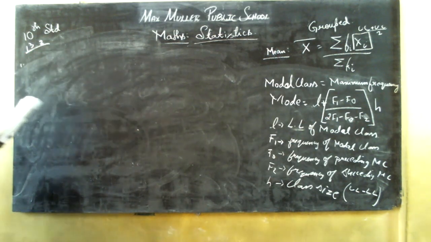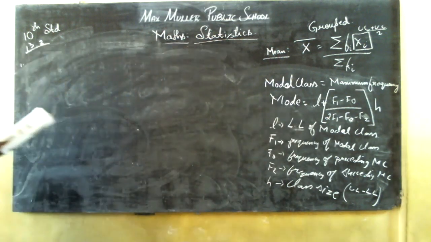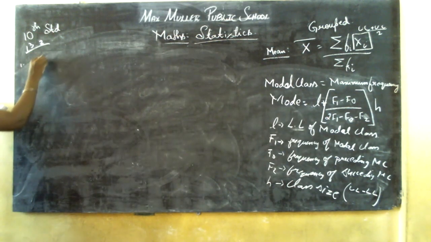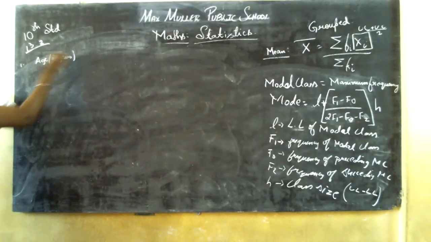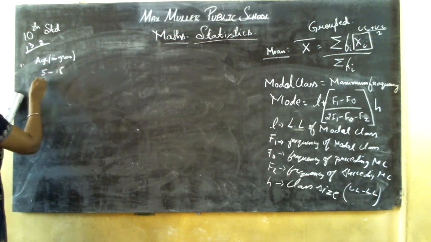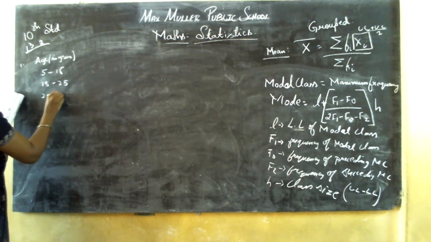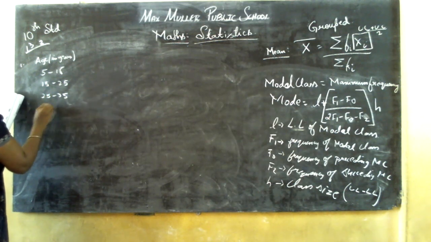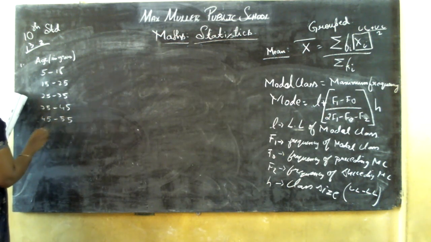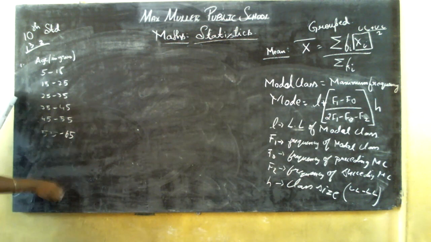You have already read the sum. Now we are going to write it in a tabular column. That is age, they have given in years: 5 to 15, then 15 to 25, 25 to 35, 35 to 45, 45 to 55, 55 to 65. So this is the class interval.